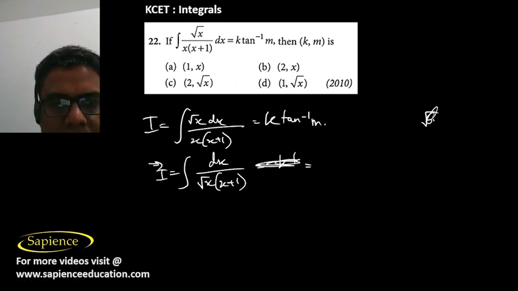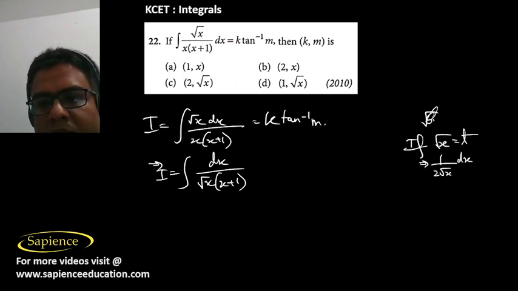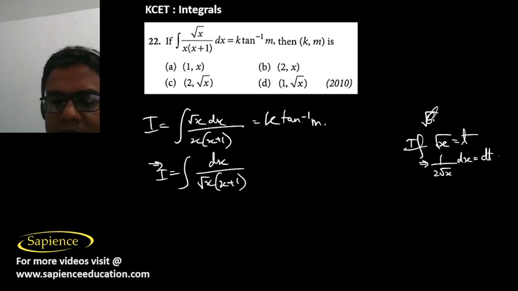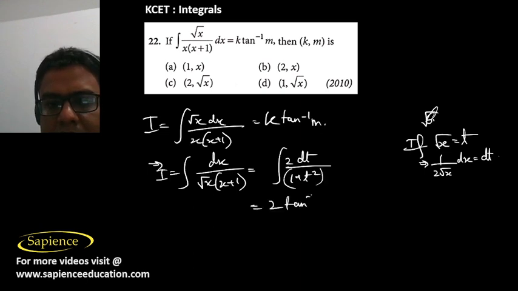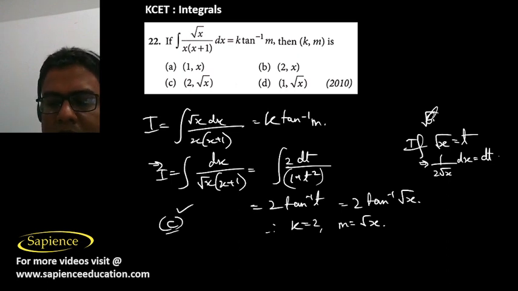So if we take root x as t, then 1 by 2 root x dx is equal to dt. So dx by root x I can write as the integral of 2 dt by 1 plus t square. So this is equal to 2 tan inverse t, which is equal to 2 tan inverse of root x. So therefore k is 2 and m is root x. So 2 and root x. So option C is the correct answer.